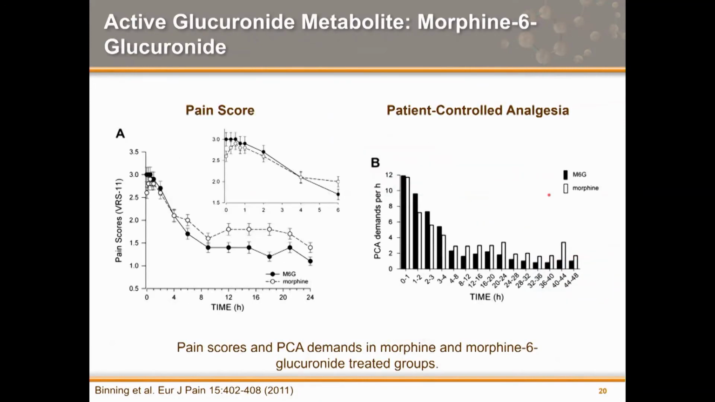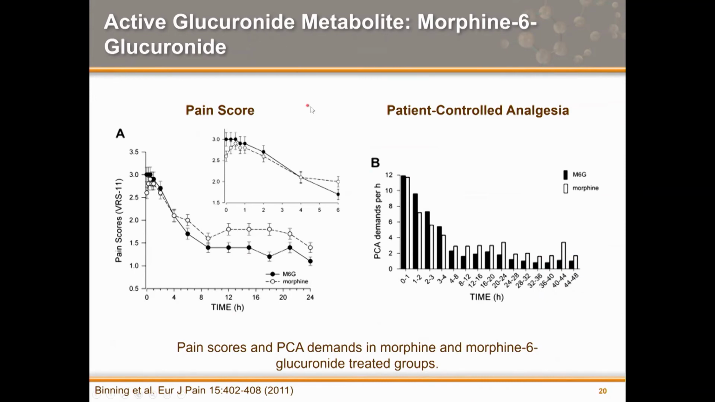In general, we think of conjugation reactions occurring as a way to eliminate the pharmacological activity of a drug, but there are examples of active glucuronide metabolites that have been reported. And the best characterized of these is this morphine 6-glucuronide metabolite. It's the minor glucuronide metabolite formed from morphine, but it has its own pharmacological activities and is an effective analgesic.